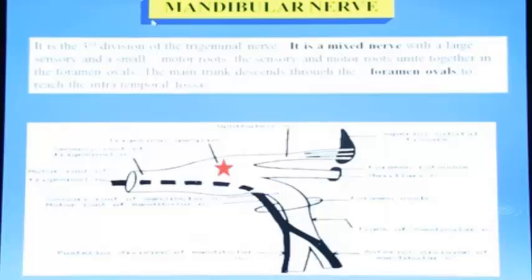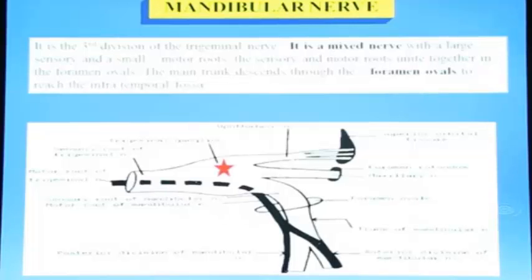Mandibular nerve. This is the third division of the trigeminal nerve. It is a mixed nerve, motor and sensory, with a large sensory root and a small motor root. This is the sensory root, and this one is the motor root. The motor root is smaller in comparison with the sensory one. The sensory root is bigger than the motor root, and they are united to each other in the foramen ovale. So this is the foramen ovale.